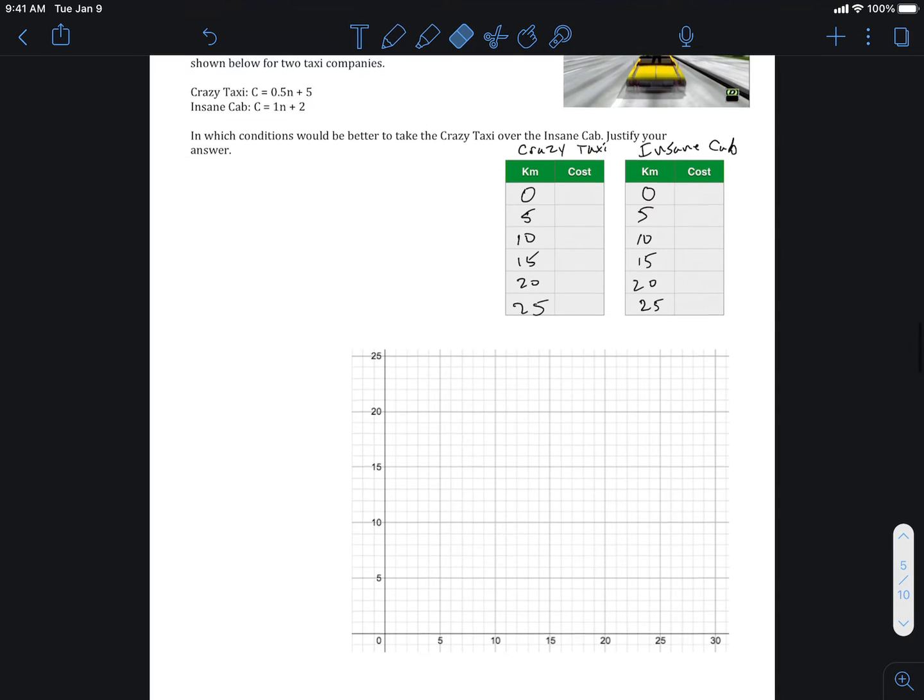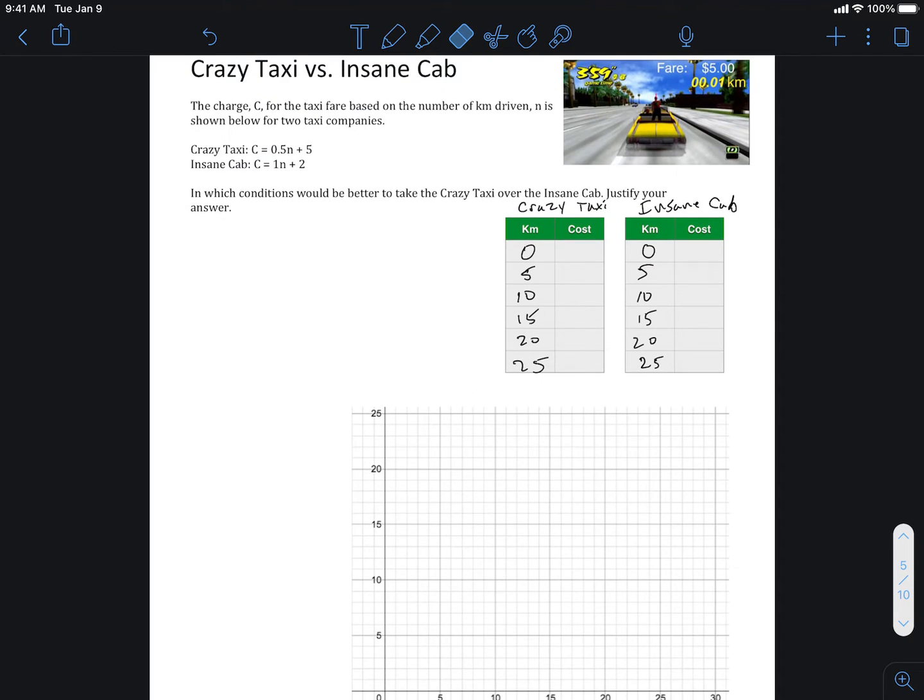Okay, so remember the number of kilometers is n, right? So you're going to take these values, and with Crazy Taxi, you're going to plug those values into how much it's going to cost you. Well, C equals 0.5 multiplied by how many kilometers did I drive? In the first one, it's going to be 0 plus 5, because 0.5 times 0 is 0. It's going to be 5.